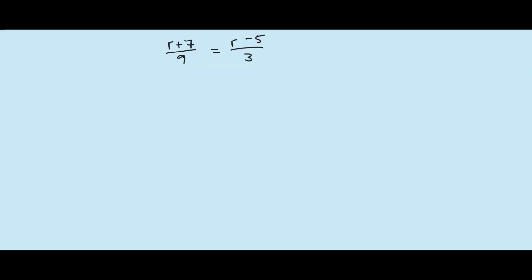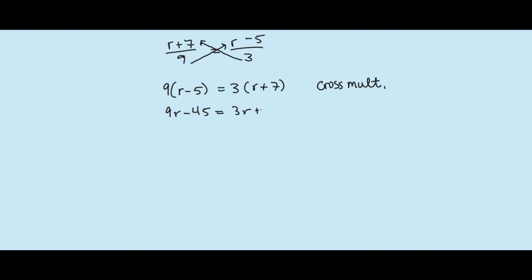To solve this proportion, I'm going to use cross multiplication. So I'm going to do 9 times the quantity r minus 5, and I'm going to do 3 times the quantity r plus 7. So 9 times the quantity r minus 5 equals 3 times the quantity r plus 7. Super important that you remember this is going to turn into a distributive property problem. So this was cross multiplication. And I'm going to distribute now. 9r minus 45 equals 3r plus 21. Distributive property.